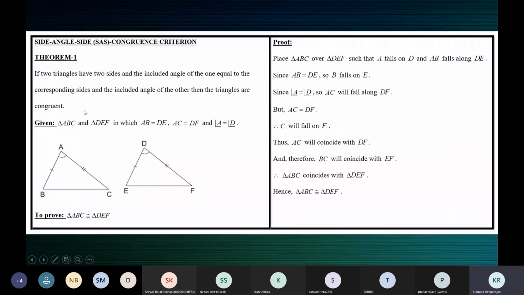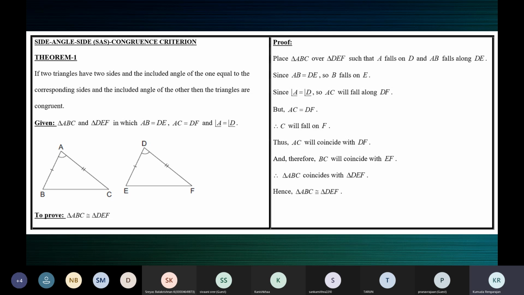So this is the first one. It's as if this was the first criterion which was found out, and the others are developed based on this criterion, SAS. So this is actually an axiom.